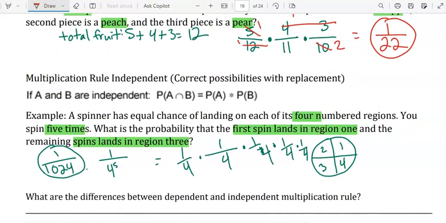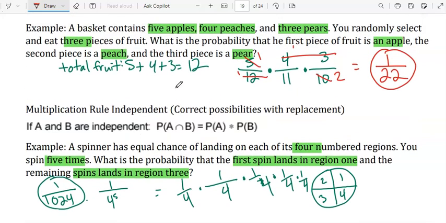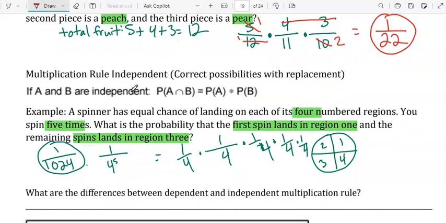Underneath these 2 examples, write out the differences between the dependent and the independent multiplication rule. Compare and contrast these 2 examples above. Write your thoughts below. Pause the video, write these out. Once you're done, continue with the video.